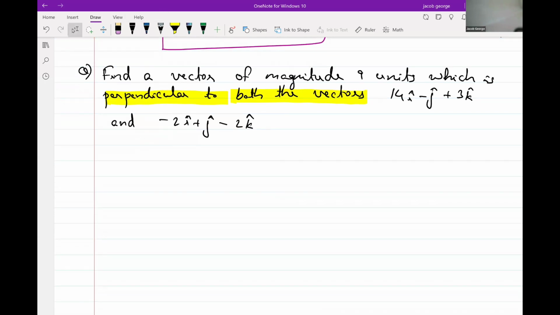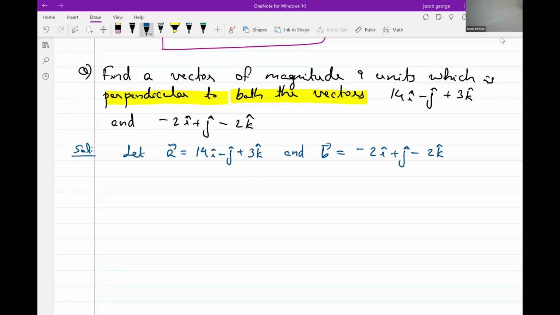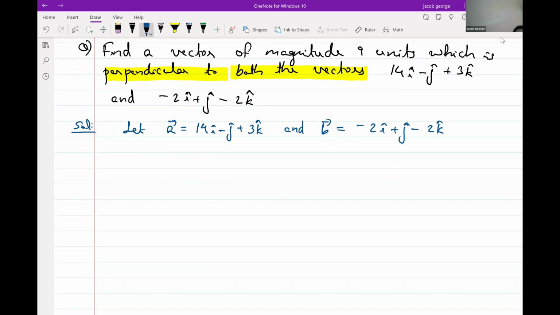Let vector A be equal to 14i cap minus j cap plus 3k cap, and vector B is equal to minus 2i cap plus j cap minus 2k cap. So we took these two. Now we are going to find the cross product. That cross product will be the vector which is perpendicular to vector A and vector B.